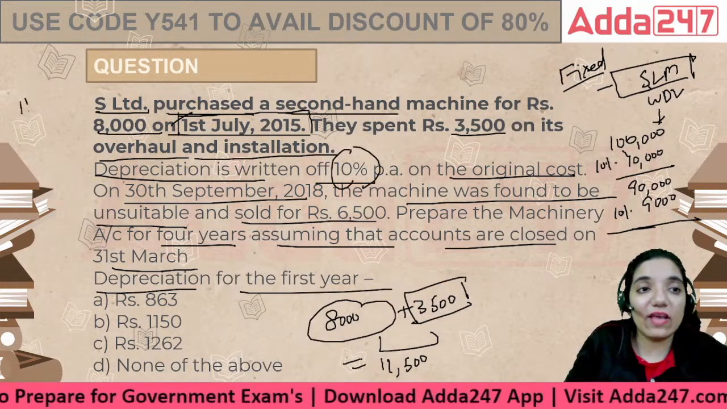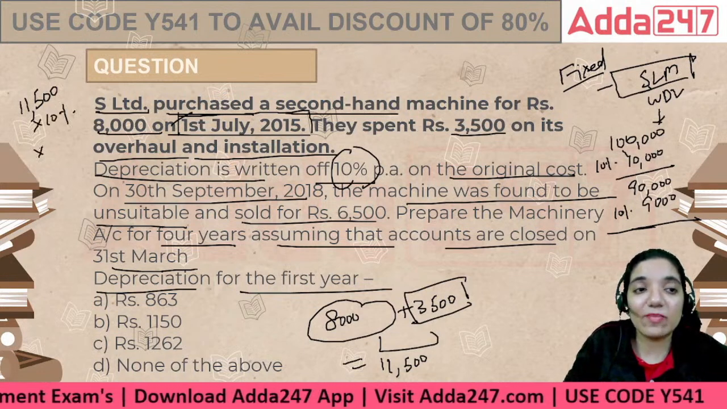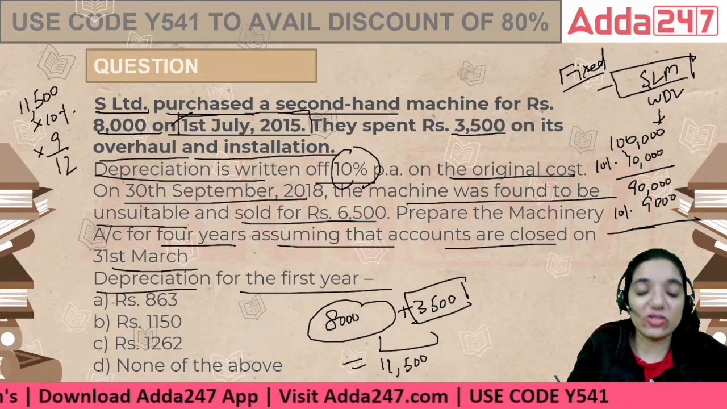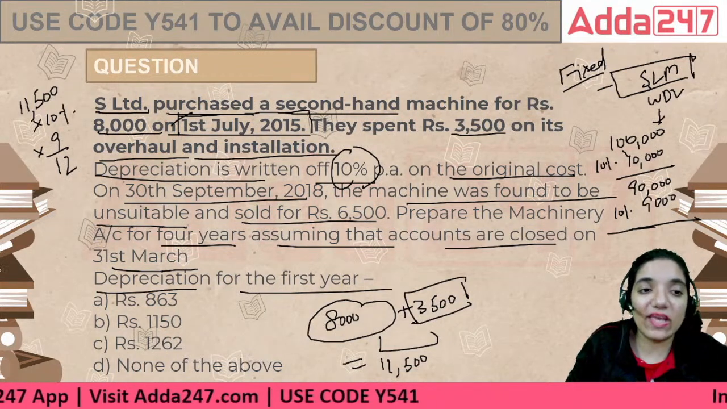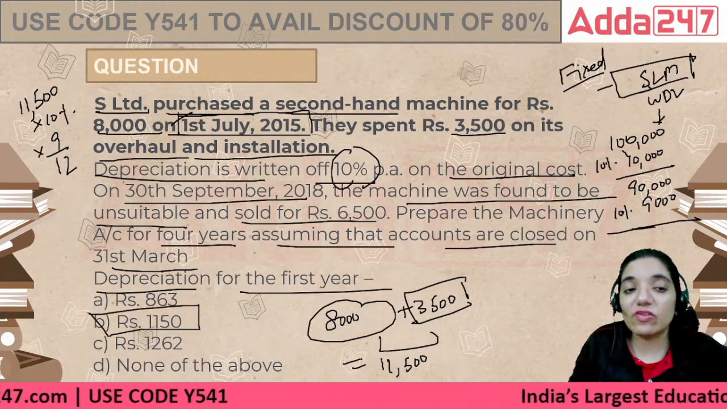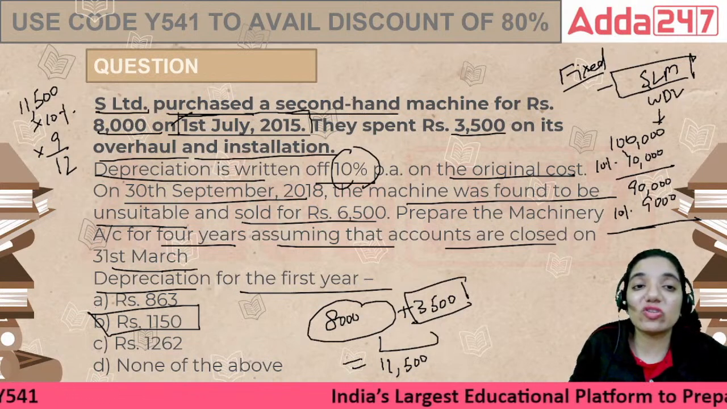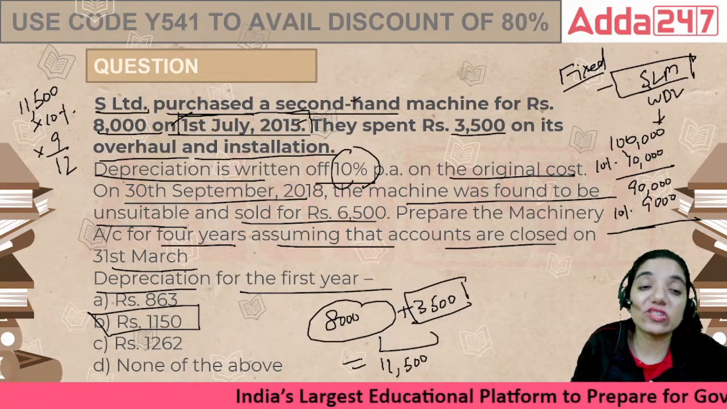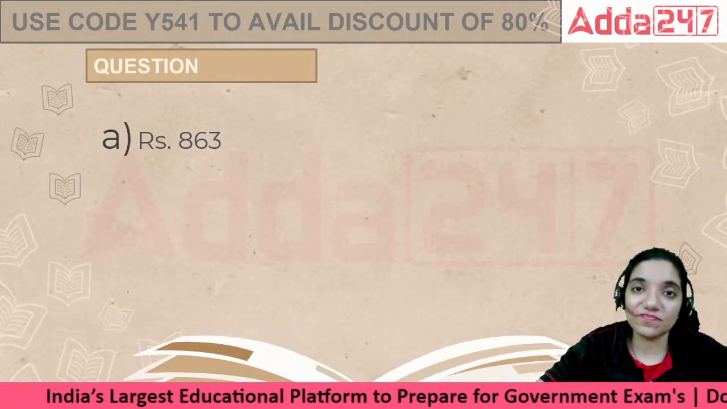It would be 11,500 multiplied by 10% multiplied by 9 divided by 12, which will give us a value of 862.5. So 1,150 is for the entire year. This is given just to confuse you. Remember, it's purchased on 1st of July and not used for the first quarter at all. So it's 863.